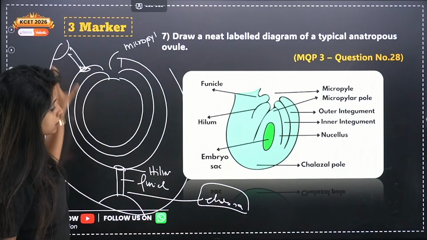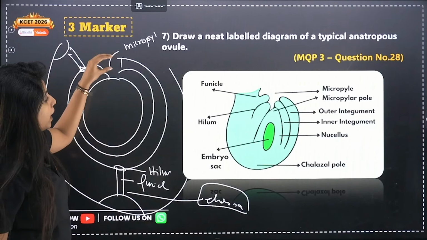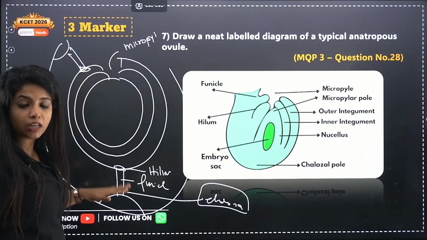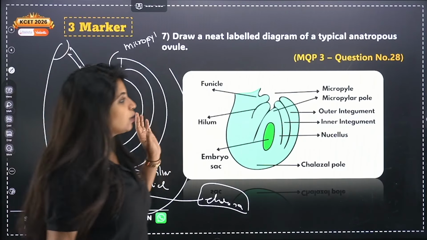Now the funicle can be here, still the chalazal end will be here itself because the micropyle will be here. So the opposite end is only considered to be what? Chalazal end. I hope that's clear.